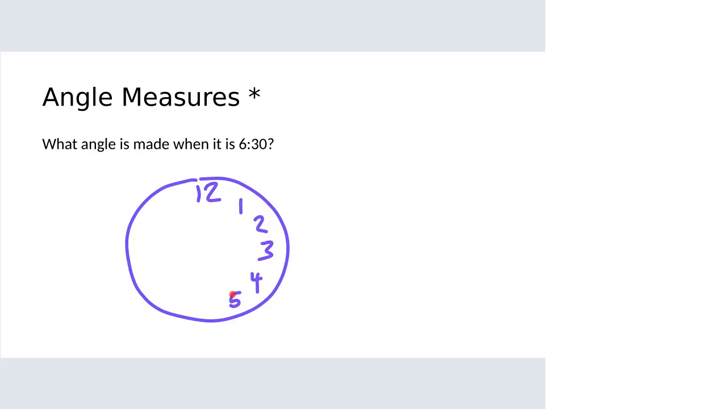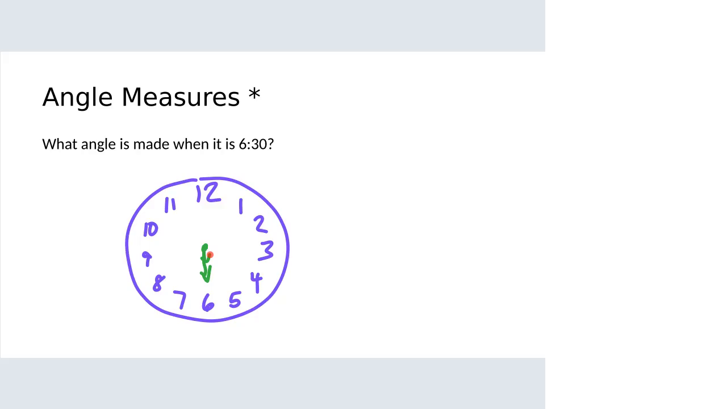Just like last time, the first thing I'll do here is draw myself a clock so that I have something to work with. And so we'll put that on there. And then I need the hands of my clock, and it's 6:30. And at first glance, it looks like 0.